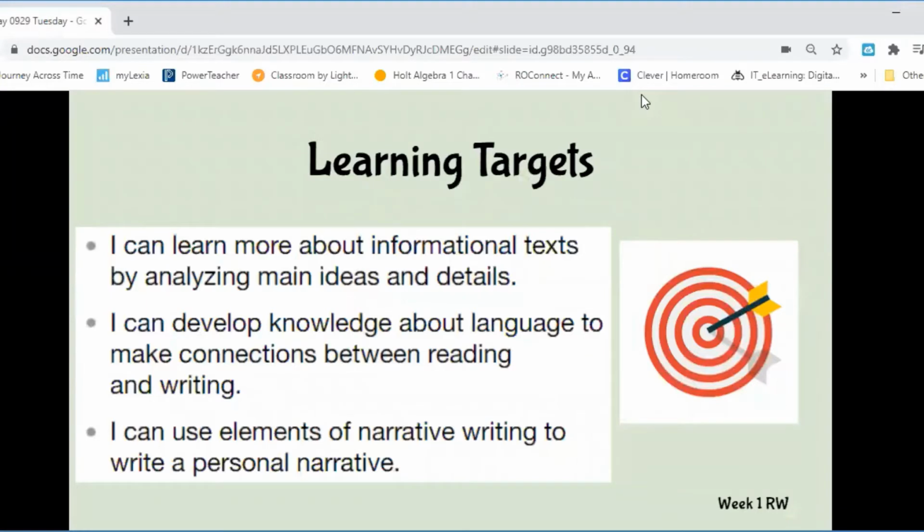Our learning targets for this week are: I can learn more about informational text by analyzing main ideas and details, and I can develop knowledge about language to make connections between reading and writing. In writing this week, we will use elements of narrative writing to write a personal narrative.